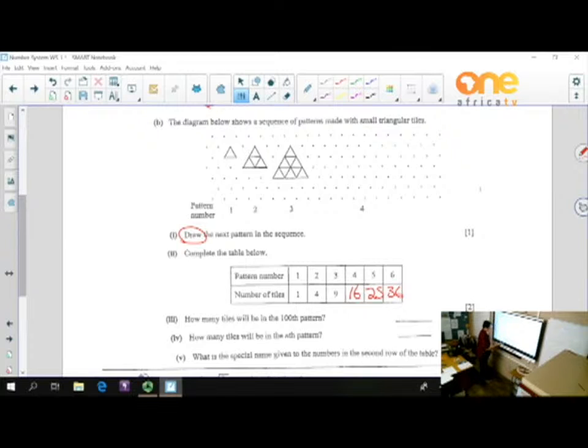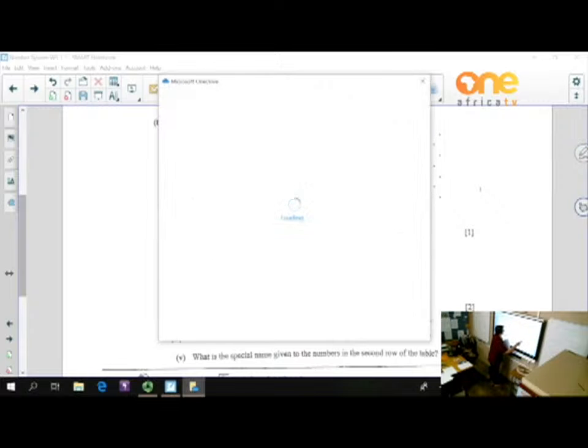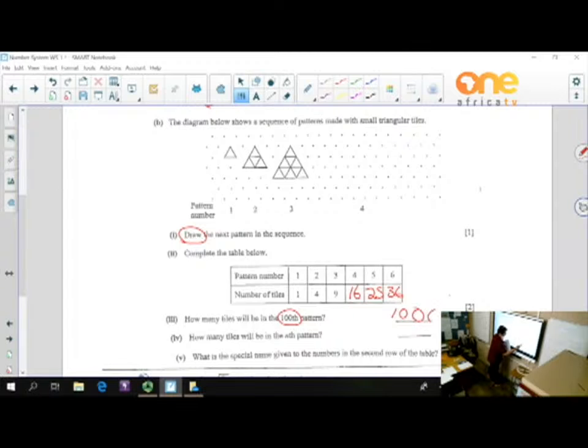So how many tiles will there be in the 100th pattern? So this is then this square number. So it means I square this one. So if we square 100, then there will be 4 zeros. 1, 2, 3, 4 zeros that we will have there.